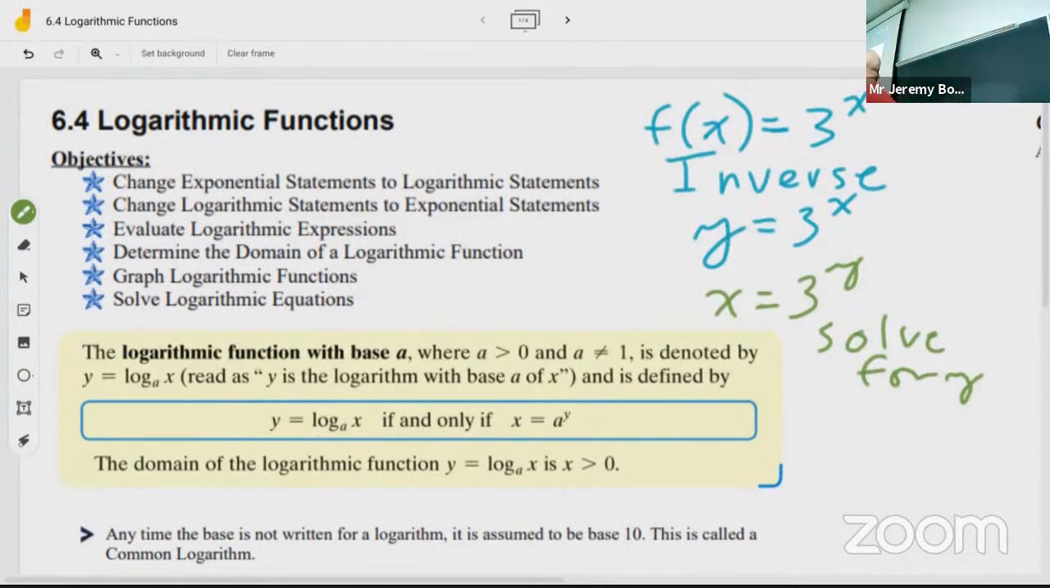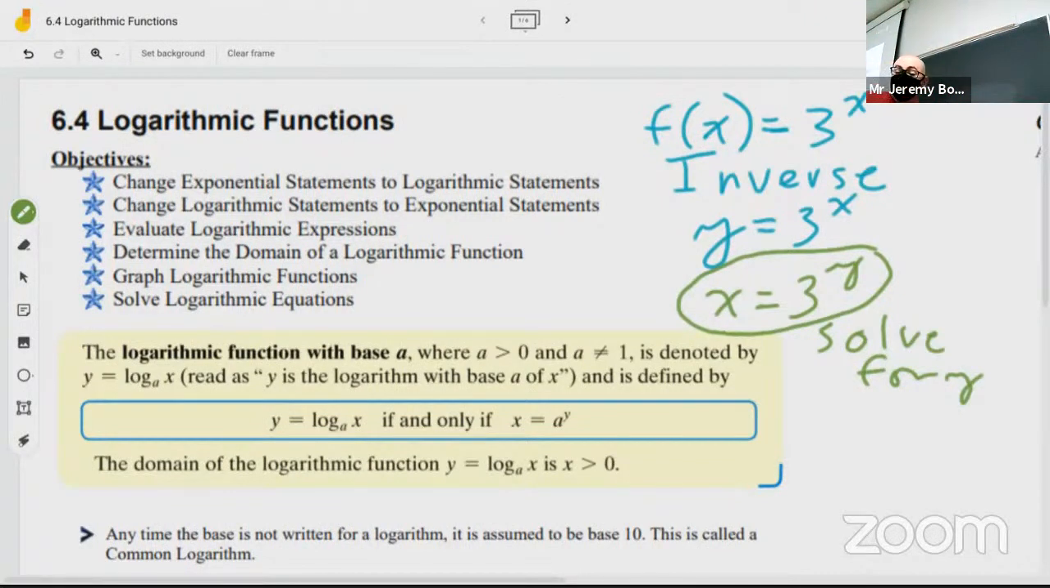The way that we learned to solve those exponential equations was to get them with the same base, but I can't write x as a base of 3 raised to a power. I don't know what x is. And so that is why we need logarithmic functions. We need some function that is the inverse of an exponential function because we don't know how to solve for this. That's the whole reason why.